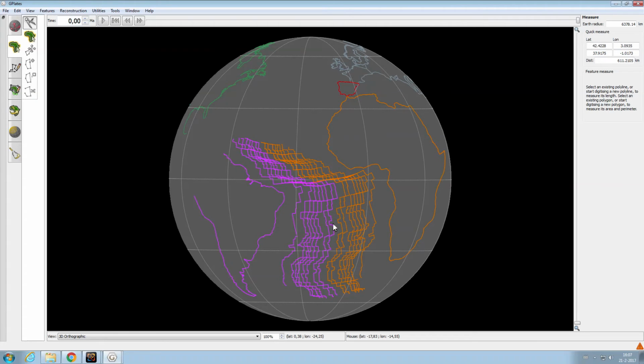So what we have here is two continents, Africa and South America, with the marine magnetic anomalies of the South Atlantic Ocean in between. So the pink anomalies are part of the South American plate, the orange ones are part of Africa. The spreading ridge is of course in between here. So we want to reconstruct South America with respect to Africa, which means that we're going to drag South America and keep Africa fixed. So step one is to anchor Africa again.